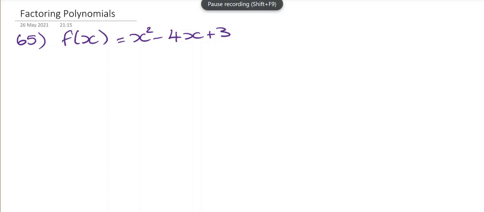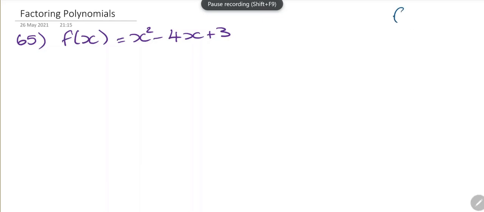Factoring polynomials. So we're going to have a look at a few questions. Some we're going to be able to factor, others we need to use the quadratic formula, and we may need to factor by grouping. So let's have a look. The first one, we can factor this.